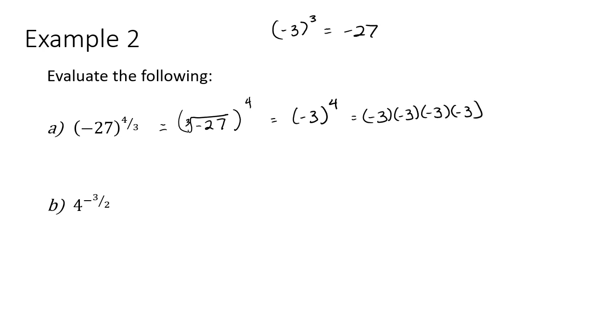And so let's see if we can simplify this without a calculator. So I'm going to choose to multiply pairs of these negative 3's together. Negative 3 times negative 3 is 9. So we can simplify this to 9 times 9, which would give us a positive 81.